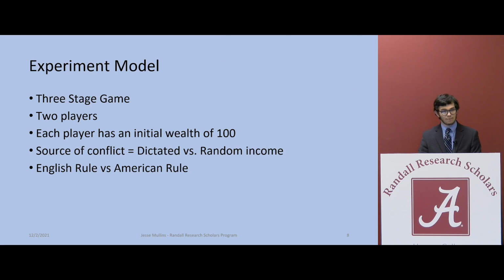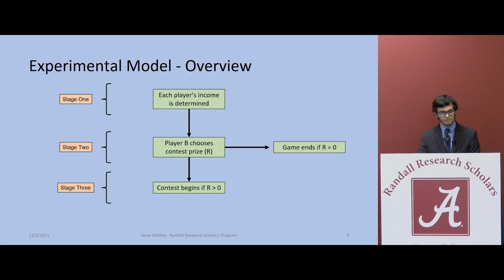Now onto our experiment model. It consists of a 3-stage game between 2 players, with each player having an initial wealth of 100 and a primary source of conflict being dictated versus random income, which we'll go over even more later, and the parameters being English or American rule. So now on to our experiment model, a general overview.